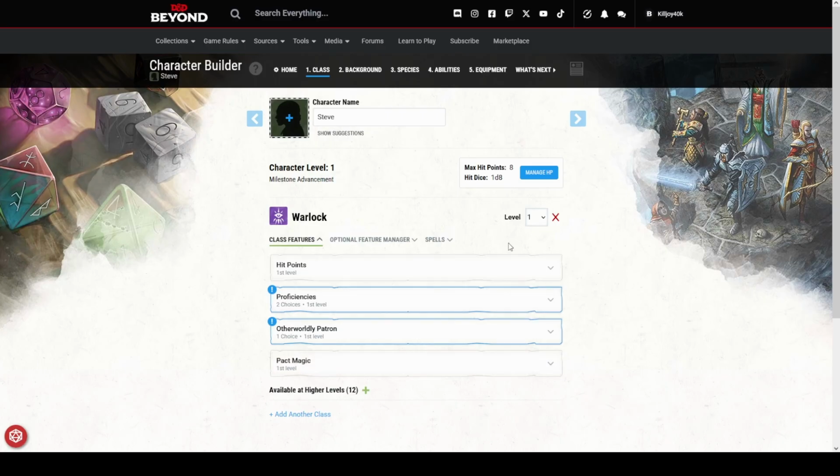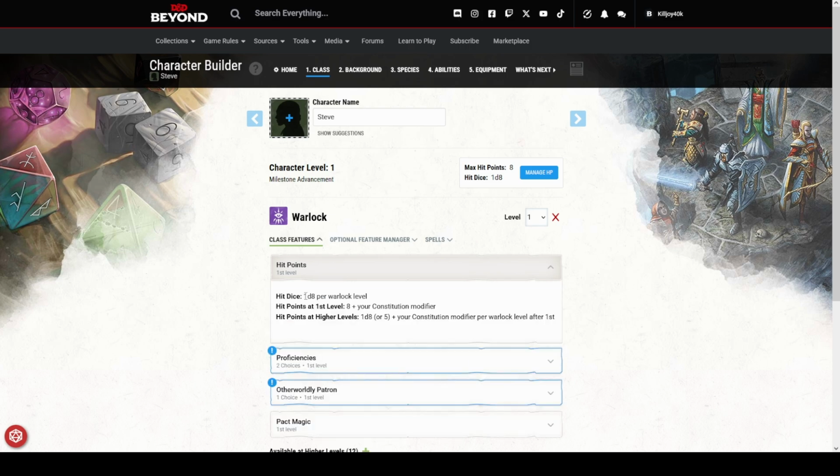One of the reasons I picked the warlock is it gives you a look at a feature that usually doesn't come until level 3. It also lets me explain spells. This is going to explain your hit points. A hit die is how many hit points you gain per level. These are important.